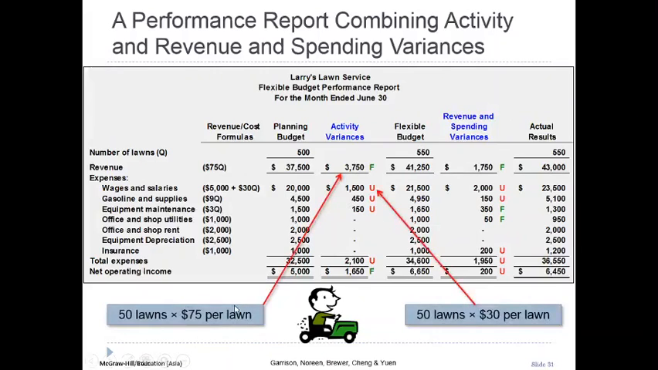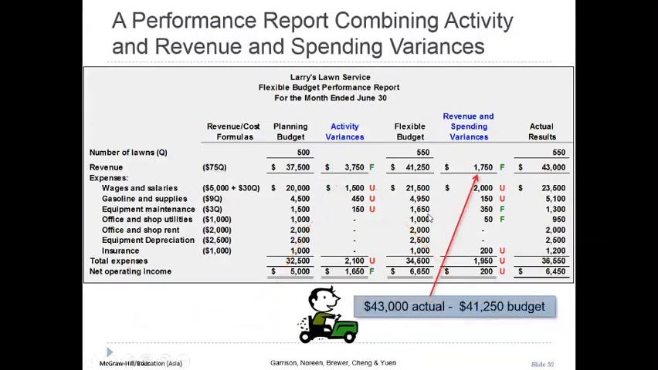As you can see here, activity variance can also be calculated by calculating the extra activity. You can take the 50 extra lawns times the cost formula, so 75 dollars times 50, then you will get 3,750. You can actually use the cost formula to calculate the activity variance straight away by taking into consideration the extra lawns, the extra activity, into the cost formula.